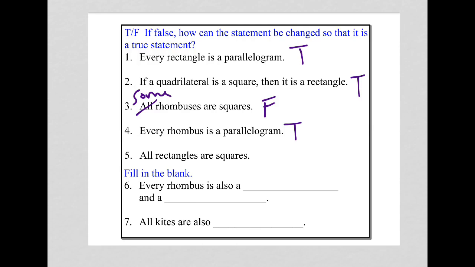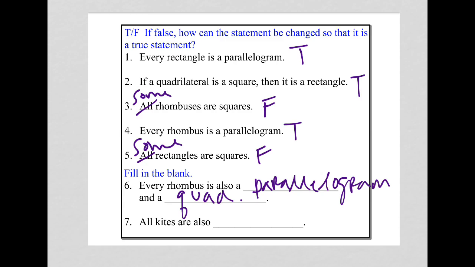Okay, all rectangles are squares. Again, reading down, okay, this is only sometimes true. So this will be false until we change it to some rectangles are squares. Okay, and then filling in these blanks for 6 and 7. Every rhombus is also a parallelogram and a quadrilateral. Okay, every rhombus is a parallelogram and a quadrilateral. All kites are also quadrilaterals. Because again, reading that chart up, that's the only statement that we can make about kites.